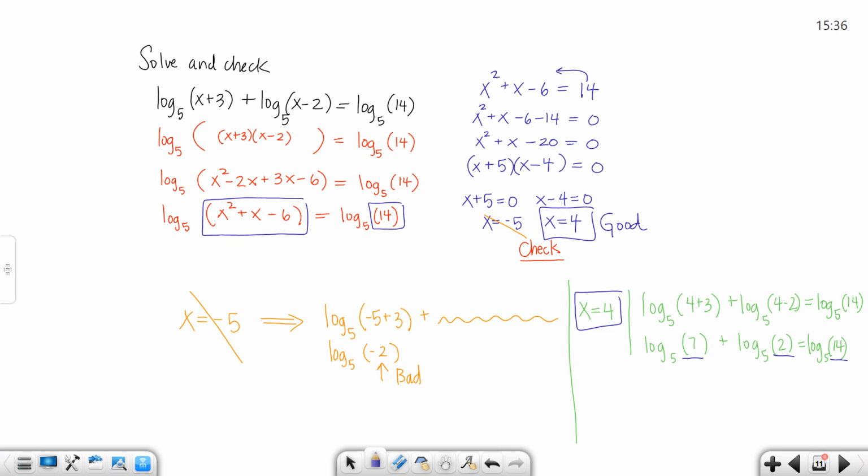Now for those of you wanting to check it fully, remember to combine two logs. If you're adding, you multiply the terms. So this would be the log base 5 of 14. You already have the log base 5 of 14 on the right. So that means that 4 is a good answer.